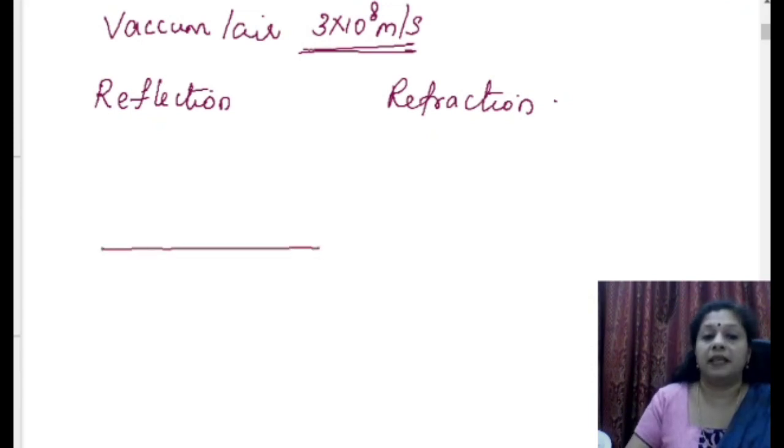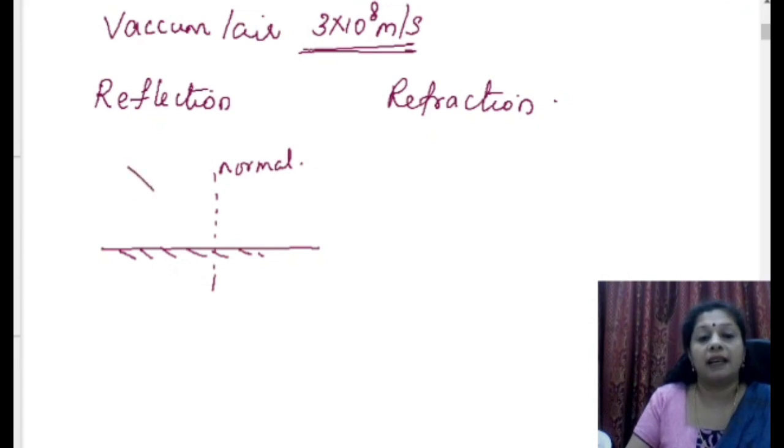Suppose this is a plane or the surface. Okay, this part is the reflecting surface. And this is the perpendicular drawn to that surface, that is called a normal. So any ray falling on this will be bouncing back because it is an opaque one.